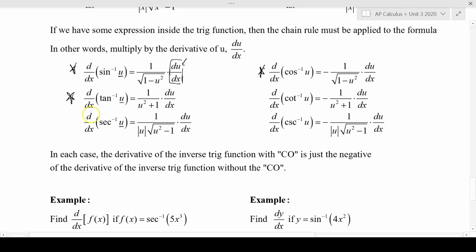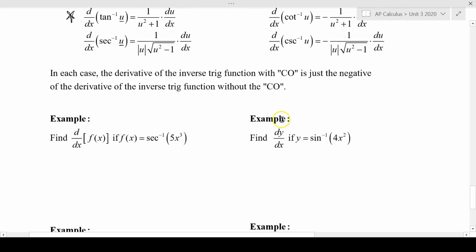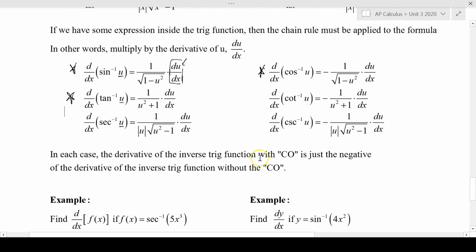I very rarely see a secant inverse problem. I've never seen one on the AP exam. However, they do show up on some people's homework exercises. So just have this list available to you, even if the whole thing is not memorized. Only memorize the ones that I've starred there for you. In each case, the derivative of the inverse trig function with the word co is just the negative of the derivative of the inverse trig function without the co. So really, if you just memorize the first 3, then you have already memorized the other ones, because all you have to do is stick a negative sign out in front.